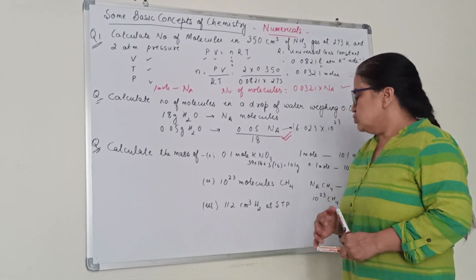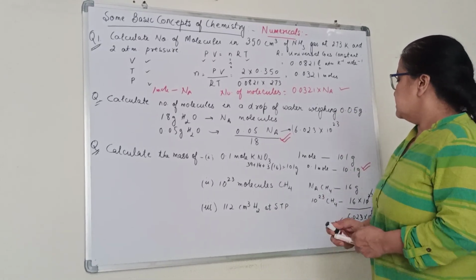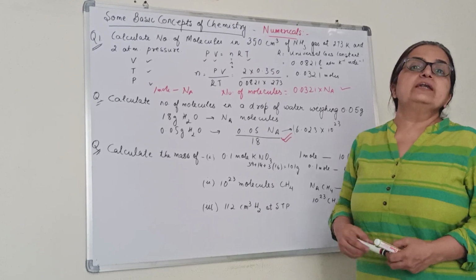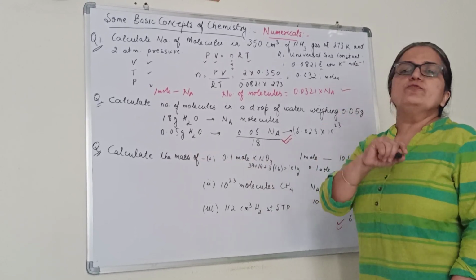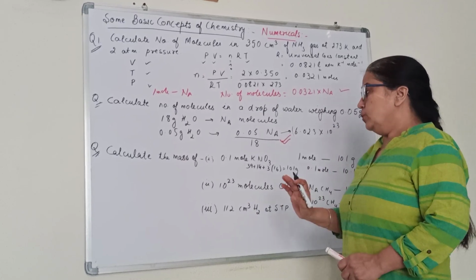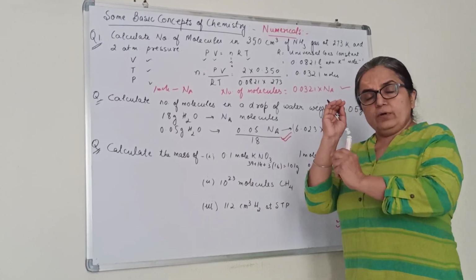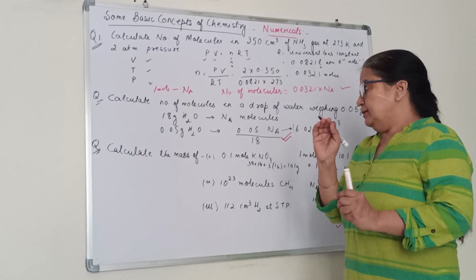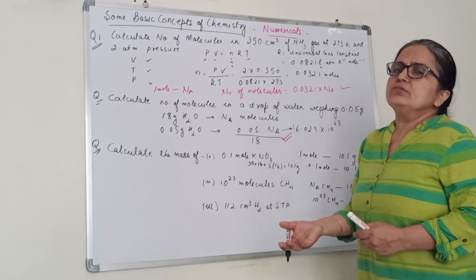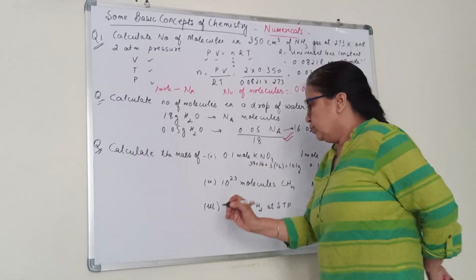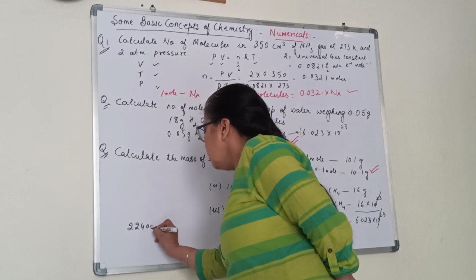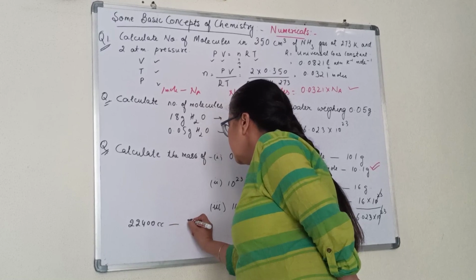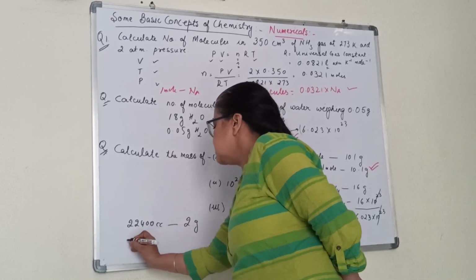Now, the last question here says, this much centimeter cube of hydrogen at STP. What do we know about the mass and volume of hydrogen? We know that at STP, the molar volume is equal to 22,400 centimeter cube. So we will write like that, 22,400 centimeter cube. Mass is 2 grams.